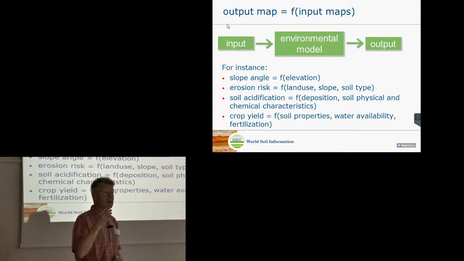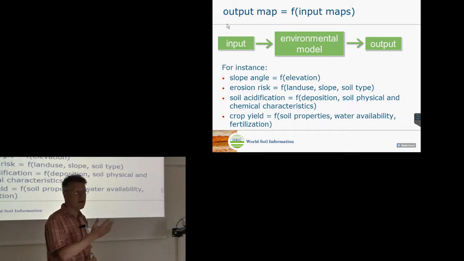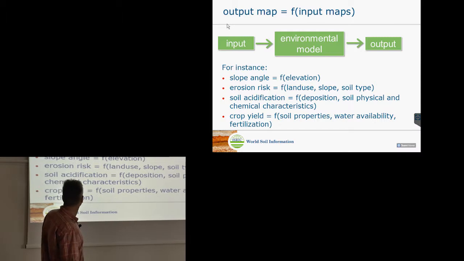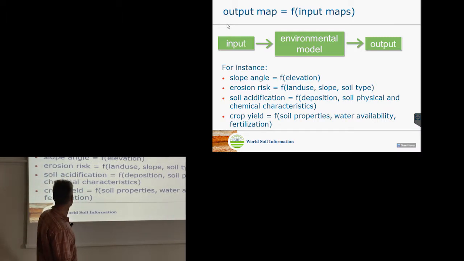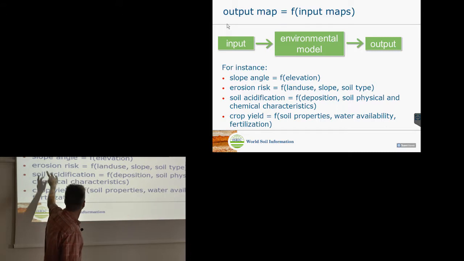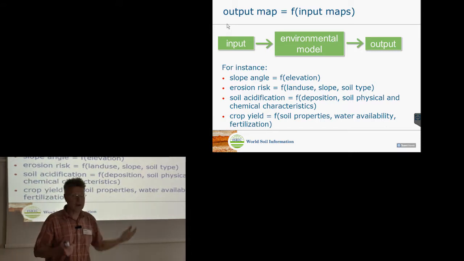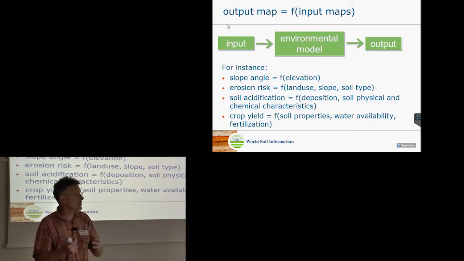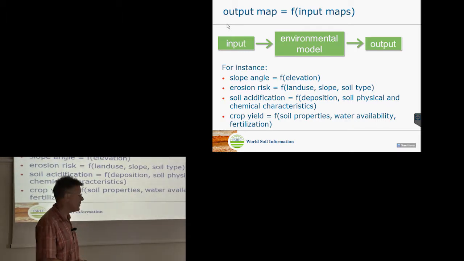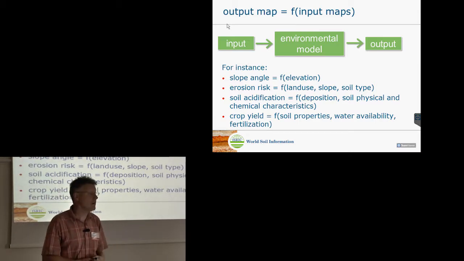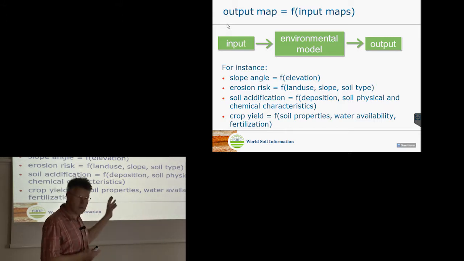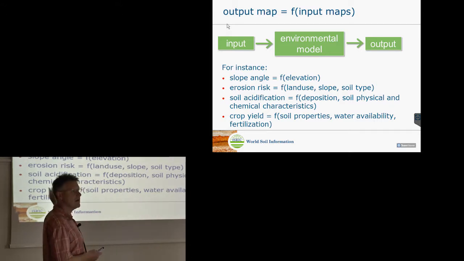Uncertainty propagation is really about when we as digital soil mappers are finished, we produce maps, but those maps are going to be used in models, like a soil acidification model or an erosion model or a crop yield model. Those models need soil information as input. Slope angle is just an example where the only input is your digital elevation model. You compute the slope very easily from the elevation. So basically, we have some kind of model which requires inputs and produces output. Now, the input is uncertain. There are errors in that input. They will propagate to the output. So the goal of uncertainty propagation analysis is to quantify the uncertainty in the output given the uncertainty in the input.